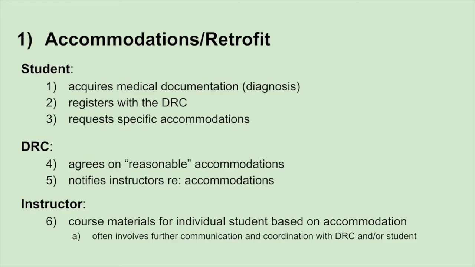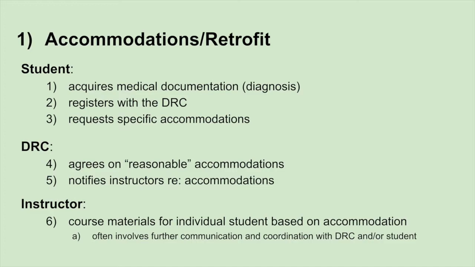Here is the general process. Students are responsible for registering with the DRC, acquiring medical documentation of their disability, filling out the necessary forms to submit to the DRC, and requesting specific accommodations based on that documentation. The DRC will agree on reasonable accommodations and notify the student's instructors of these accommodations. Depending on the accommodation, the instructor may need to send their course materials back to the DRC, so the DRC can create an accessible version of the materials, which then gets sent back to the student.